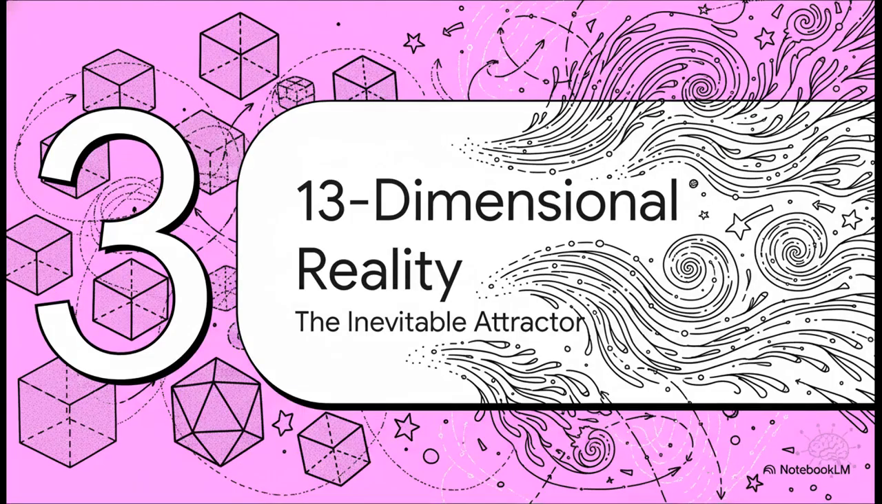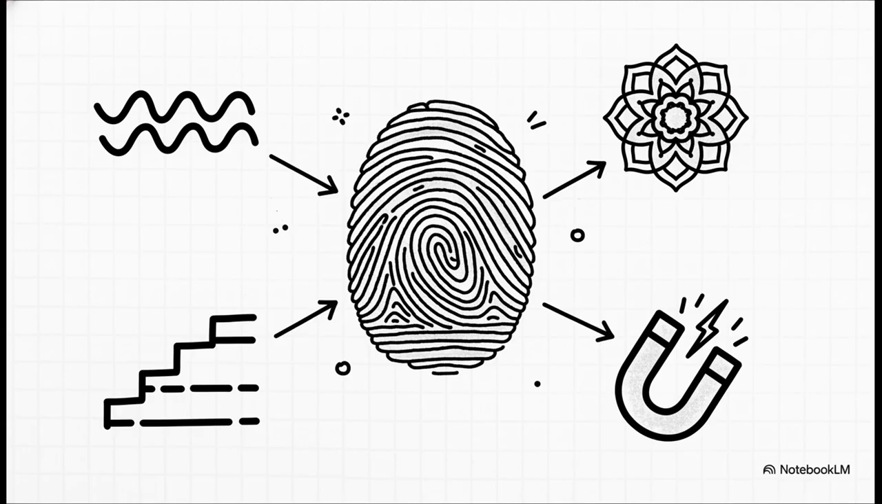Moving to Section 3, the 13-dimensional reality, the inevitable attractor. Now, even though this new topological order is isolated, it leaves a massive physical footprint. To anyone observing, it broadcasts very specific gravitational waves. It shows a 13-fold periodicity in its spatial correlation functions. It has discrete energy level spacing, and it even features a quantized Hall conductance coming from its 13D Brillouin zone. It is literally altering physics as we know it.